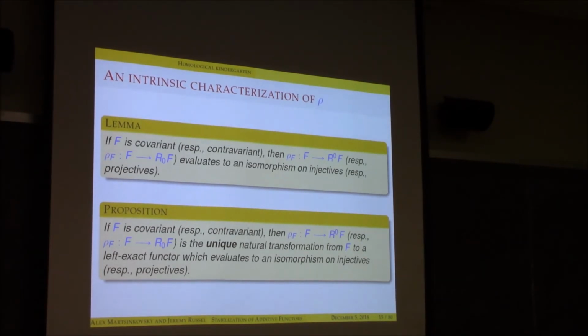And again, we have a companion statement for covariant functors or contravariant functors. If you go from covariant to contravariant, replace projectives with injectives and vice versa. So this transformation from F to R0 F is unique in the sense that you know it if you know that it evaluates to an isomorphism on injectives in the covariant case, and projectives in the contravariant case.